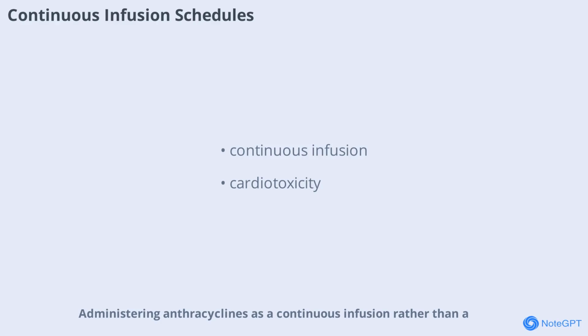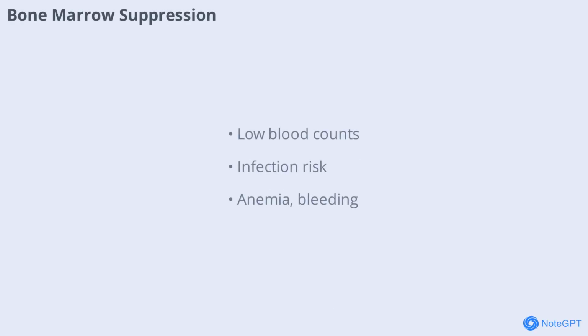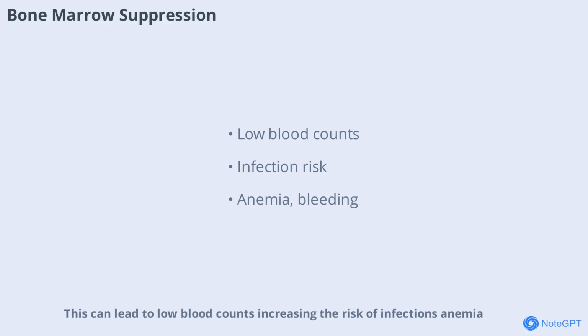patients. Administering anthracyclines as a continuous infusion rather than a single bolus dose can lower the risk of peak cardiotoxicity. This approach spreads out the exposure, reducing the stress on the heart and improving the safety profile of these drugs. Bone marrow suppression is a common side effect of anthracyclines and many other chemotherapy agents. This can lead to low blood counts, increasing the risk of infections, anemia, and bleeding. Regular blood tests are essential to monitor and manage these risks.